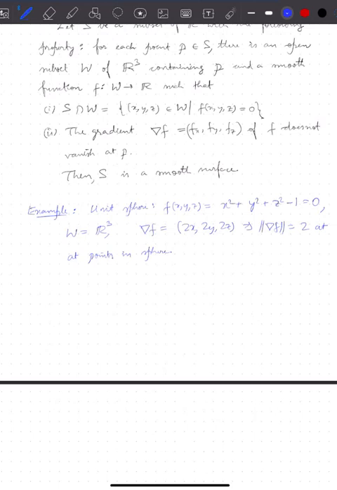Right? So which means that grad of f is non-zero on S2. This implies that S2, the unit sphere, is a smooth surface. That's how we write it.